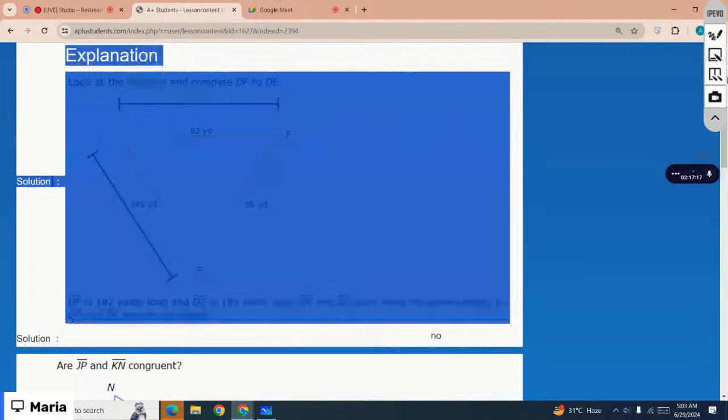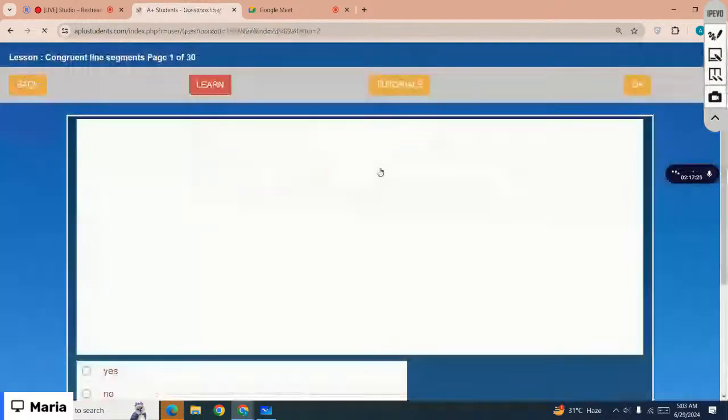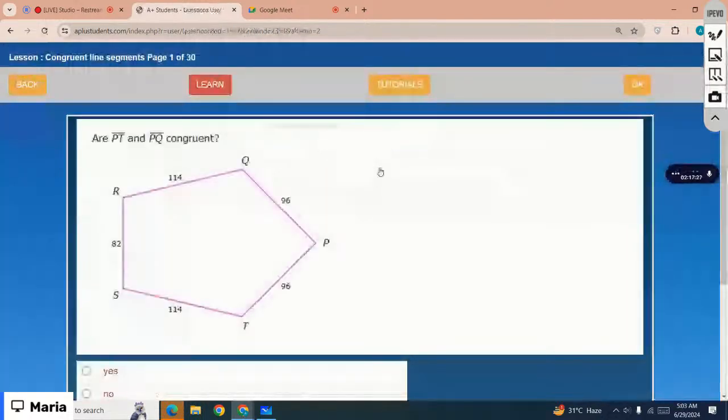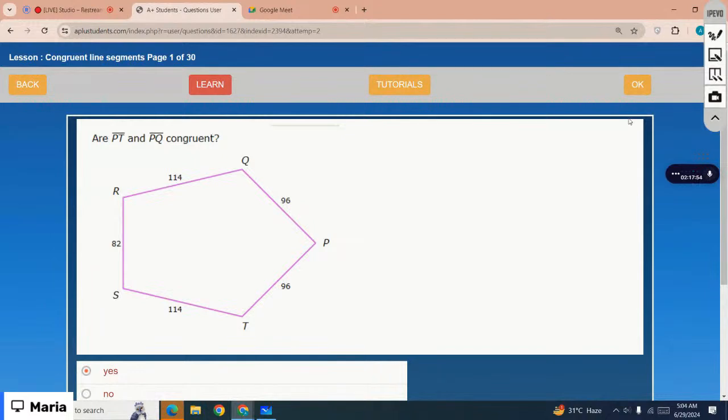Okay, let's just start with the test questions. Are PT and PQ congruent? Here is PT, that is 96, and here is PQ, that is 96. So they both have exactly the same length. So yes, they are congruent. The correct option is yes, PT and PQ are congruent.